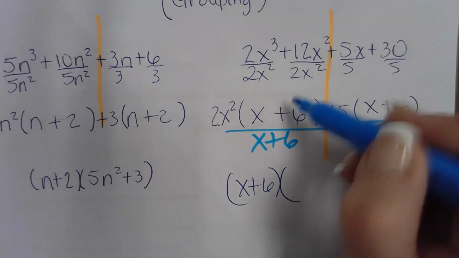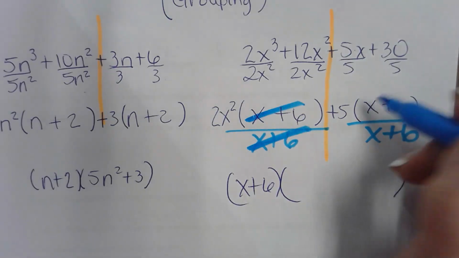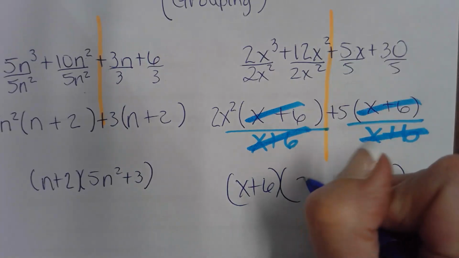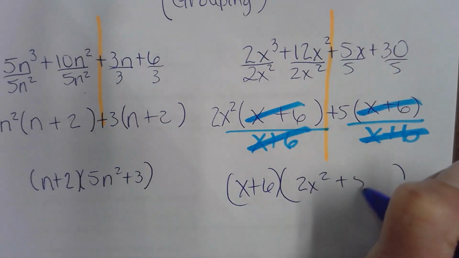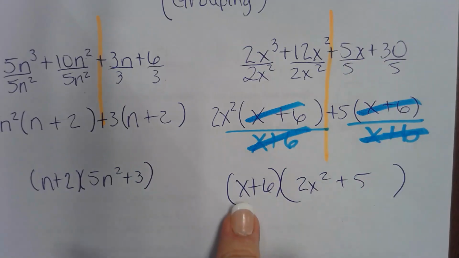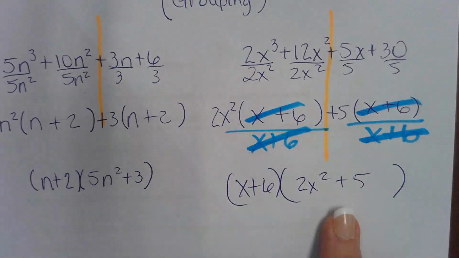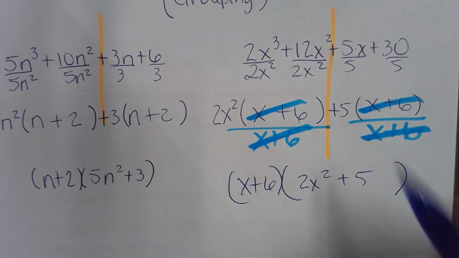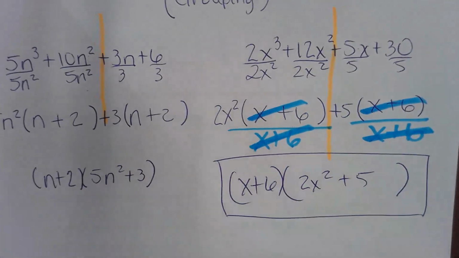So y'all, look what happens. I have 2x squared plus 5. That's how I'm getting that second parenthesis. Now, some of y'all just know that comes out as one factor and what's left over is the other. But I'm just showing you mathematically, it's just the greatest common factor method again, a second time. Y'all good? Okay.